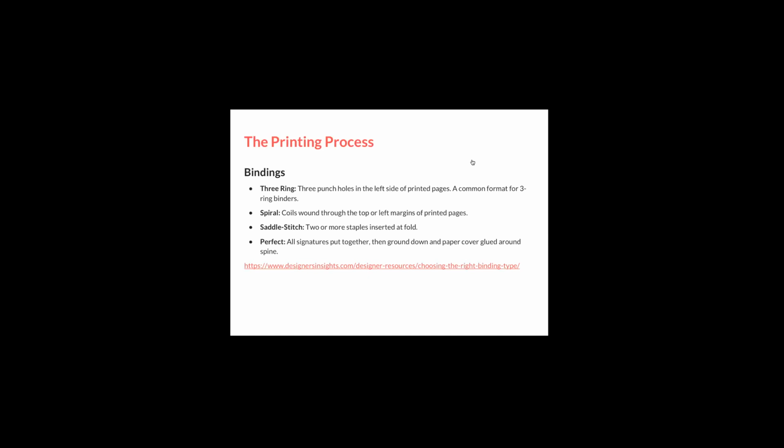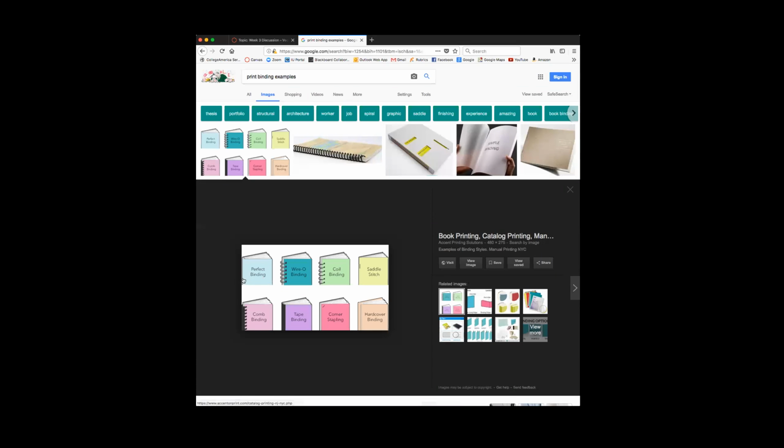See if I can find something. There's so many different examples here. Okay, this one's more of a visual in terms of what it looks like on the actual book itself here. Perfect binding, wire binding, coil binding, saddle stitch, comb binding, tape binding corner.